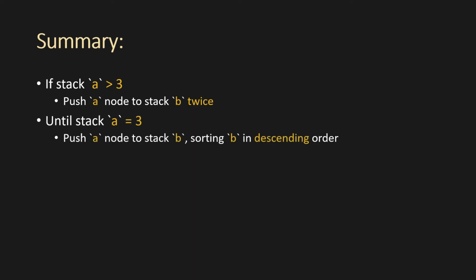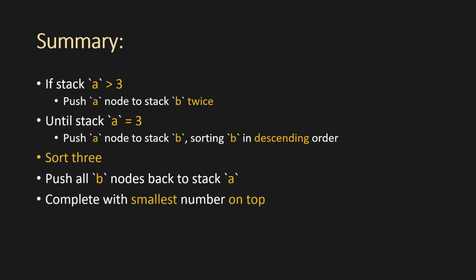There we have it, the Turk algorithm. To summarize, if a stack has more than 3 nodes, we push A node to stack B twice, and until 3 is left in stack A, we push the rest of A nodes to B, simultaneously sorting stack B in descending order. We then use our sort 3 algorithm and then push all the B nodes back into stack A, making sure that A is in the right position before each push. And finally, we move the smallest number on top of the stack.